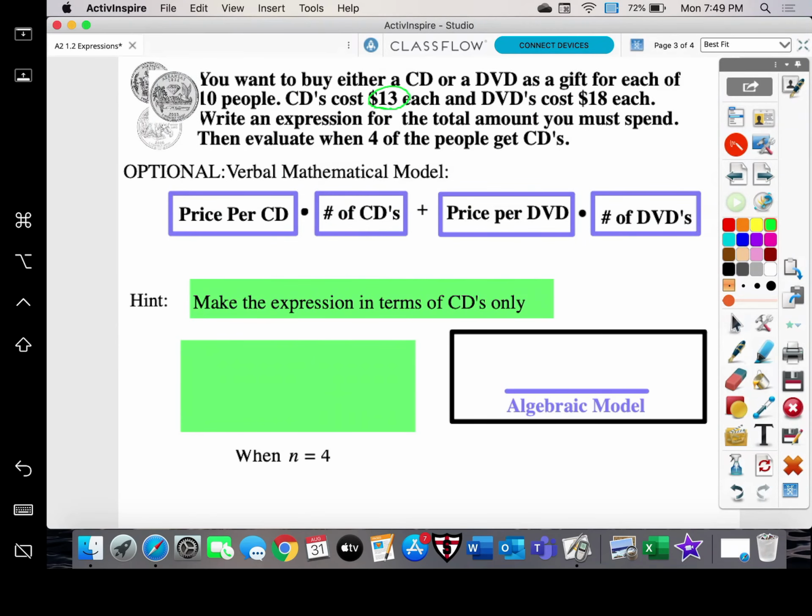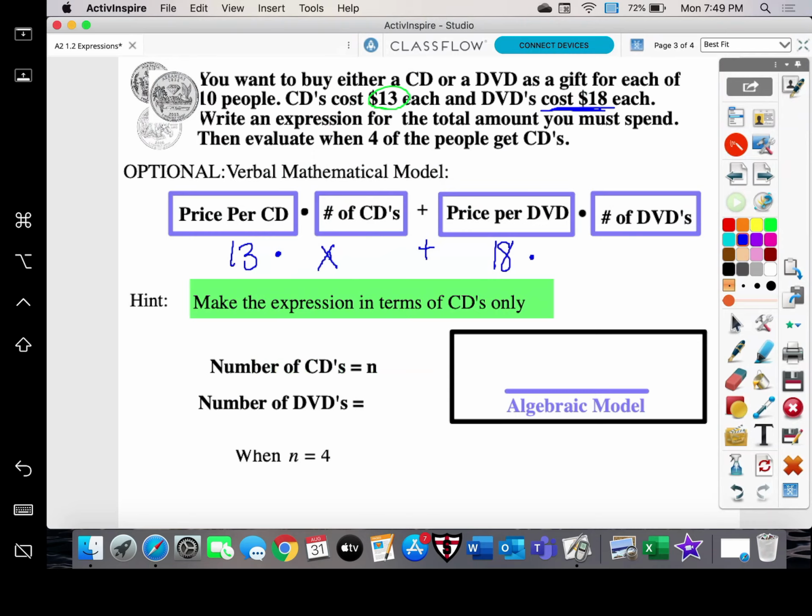Okay, $13 up there. So 13 times number of CDs was going to be our variable, so I'm going to use X. Price per DVD given to us up there, 18. And number of DVDs. That's kind of tricky because we can't use another variable. We only want to use X. We don't want two variables. That makes life really difficult. So how do we figure that out? We're missing something there.